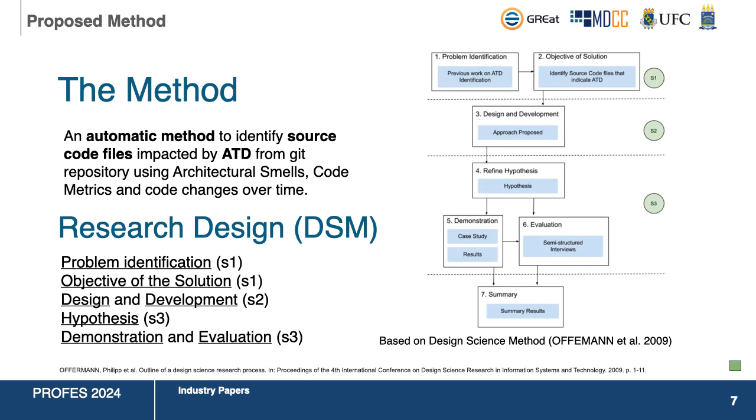The proposed method was based on the following DSM phases. Phase 1, problem identification. Phase 2, identify objective and solution. Phase 3, hypothesis definition. And finally, demonstration and evaluation of the method. We discuss the details in the next slide, related to design science methods, more specifically the case study at Ericsson.